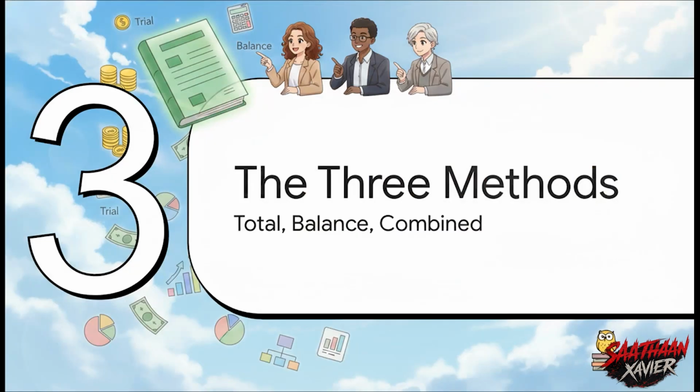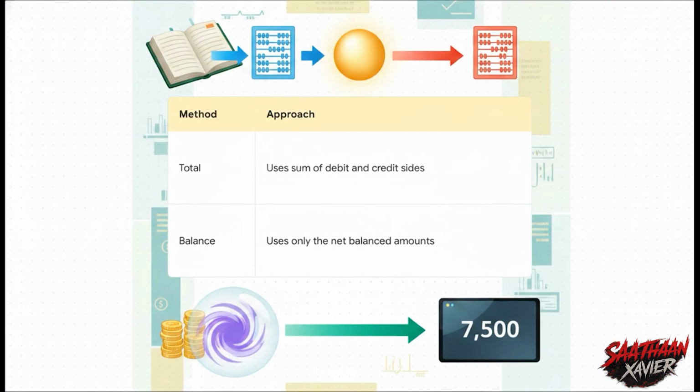All right, on to Section 3, the 3 methods. We'll look at total, balance, and combined. This perfectly illustrates the difference between the first 2 techniques. In the total method, you take the entire sum of the debit side of a ledger and the entire sum of the credit side, and you bring both of those big numbers over. But the balance method, which, by the way, is the most commonly used in the real world, only brings over the final netted amount. So say you had $10,000 in cash, but you spent $2,500. The balance method just reports that remaining $7,500 debit balance. It's just so much cleaner for preparing your final statements.